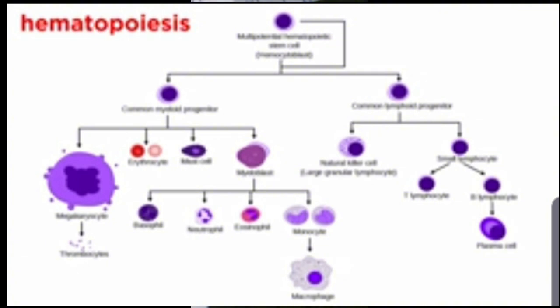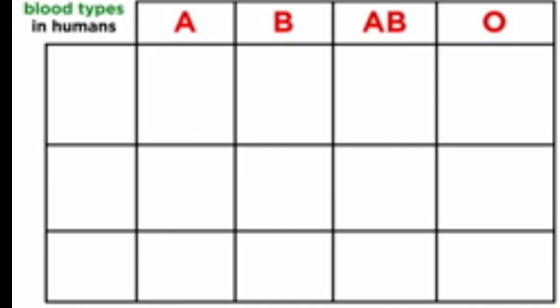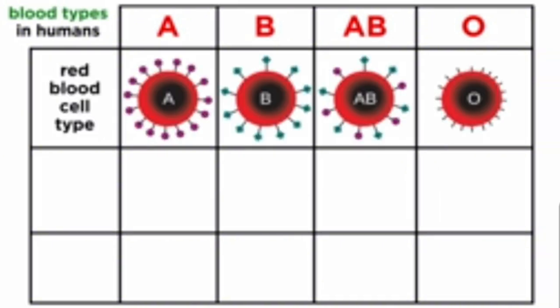We can look at a diagram like this to see how these arise during hematopoiesis. We can also briefly mention the different blood types that humans can exhibit. These are A, B, AB, and O. These have to do with glycoproteins and glycolipids found in the plasma membranes of red blood cells.